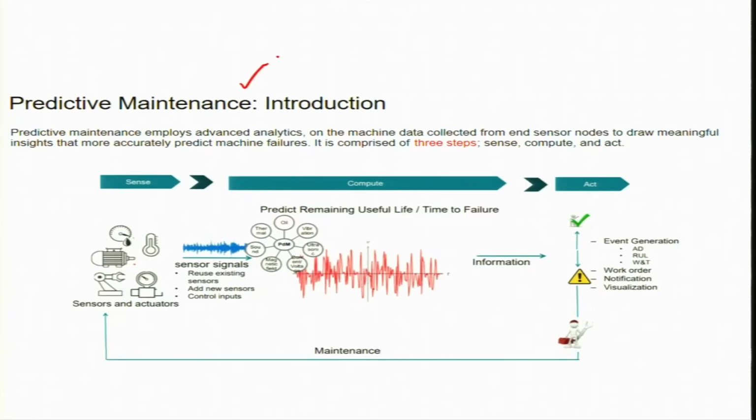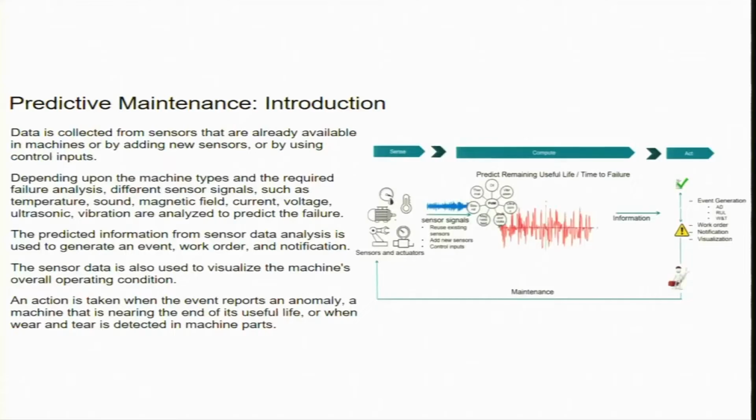So, predictive maintenance employs advanced analytics on the machine data which is collected from the end sensor nodes to draw meaningful insights and more accurately predict the machine failures beforehand. It comprises 3 steps. One is to sense, the second is to do the computation, and third is to perform an act. Sense, compute and act. Let us understand these 3 different things in more detail.